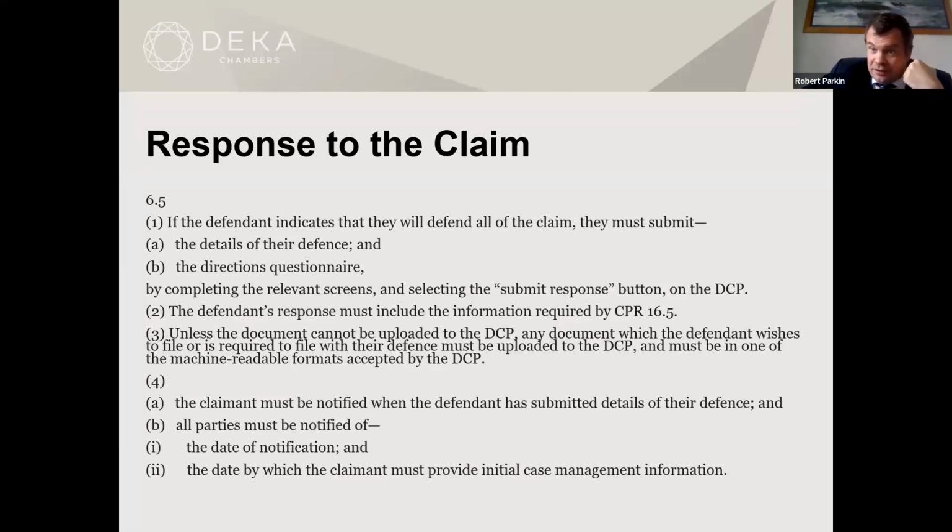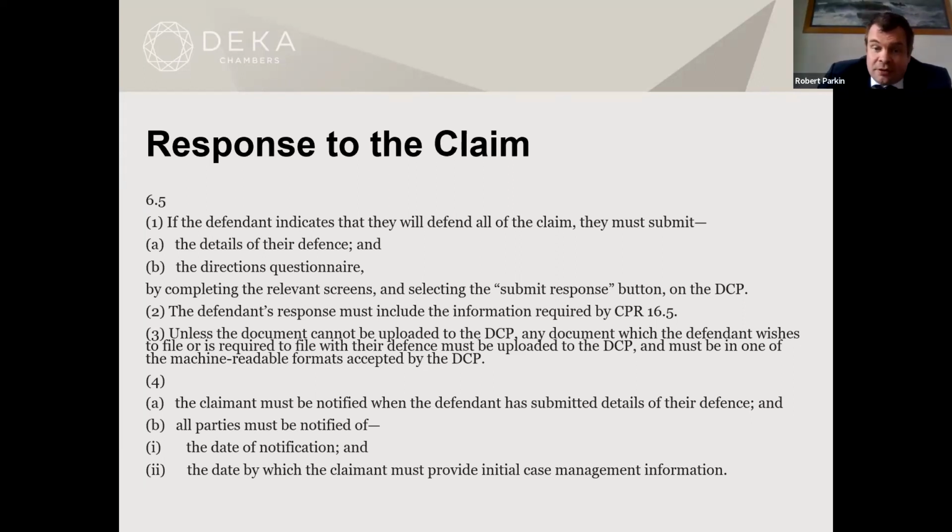Presumably, that also has the effect of the legal representative signing the statement of truth in the defence. It doesn't specifically say so, but presumably it has that effect. The defendant's response must include information required by 16.5, so the response must have the same information you'd include in a defence, nothing complicated there.